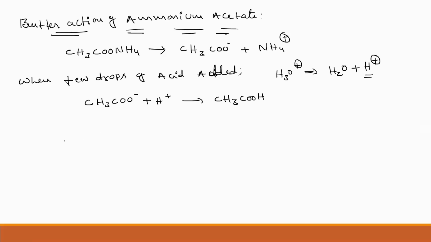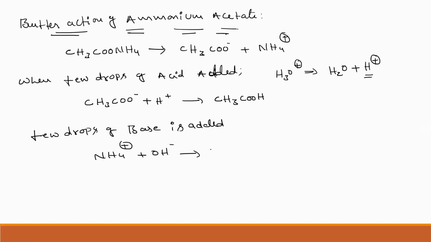Okay. Similarly, when a few drops of base are added, what is going to happen? So we have ammonium. So this combines with whatever base we added. So it will give ammonium hydroxide, which is a weak base. So as it is giving the weak base, the pH of the solution remains constant. Okay. So this is the buffer action of ammonium acetate.